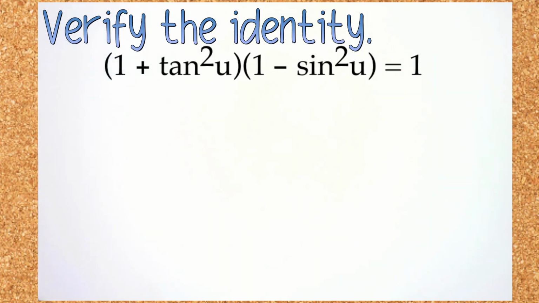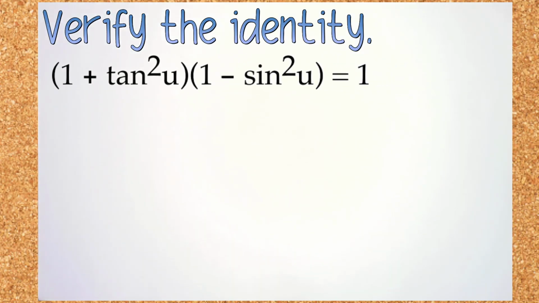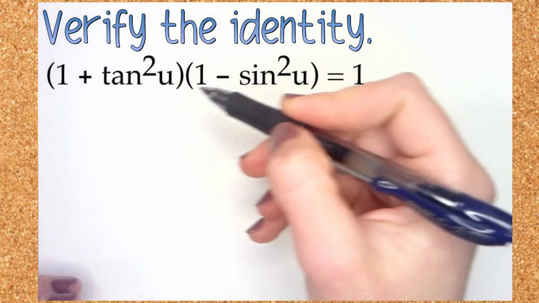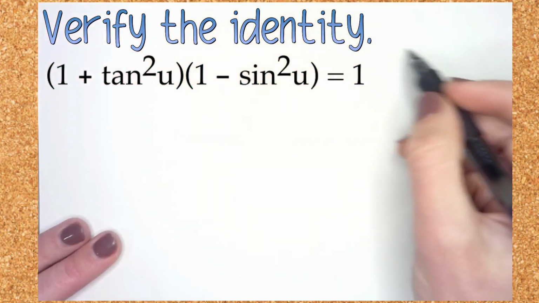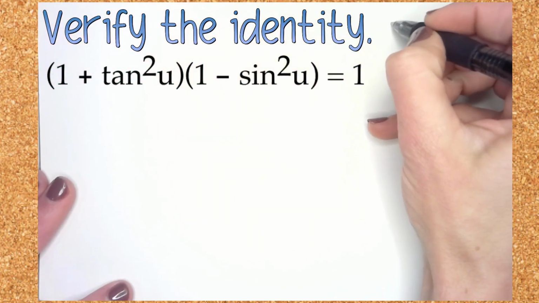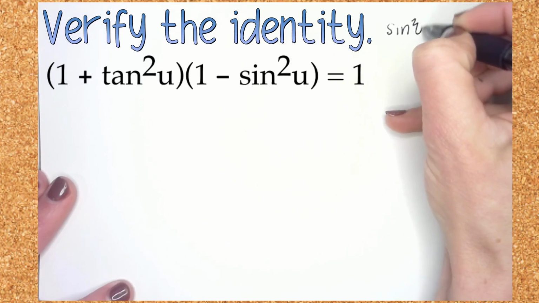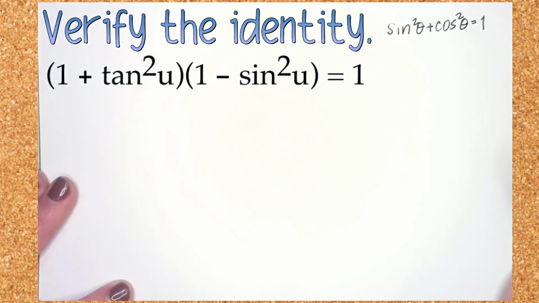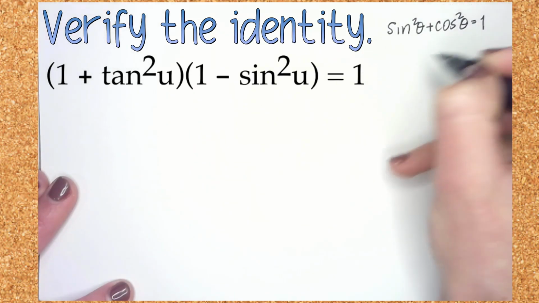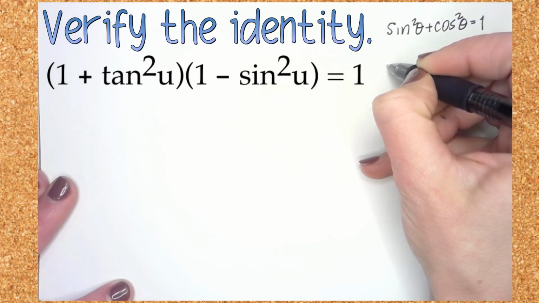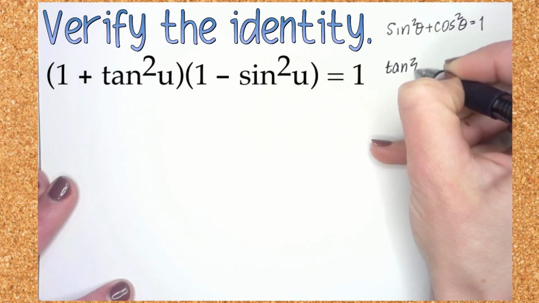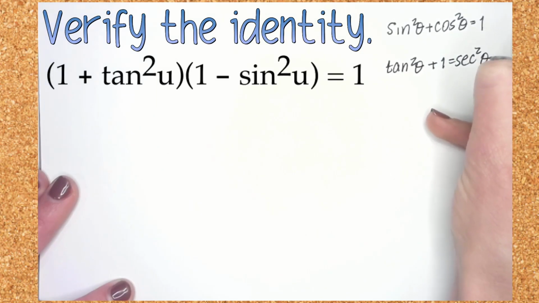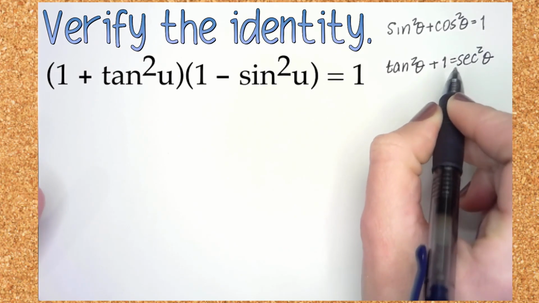Before we get started, I'm just going to take a second and write out the trig identities we're going to be referring to, the Pythagorean identities, on the side. We should know these by heart. Sine squared theta plus cosine squared theta equals 1 is one that we're going to be referencing. Another one will be tangent squared theta plus 1 equals secant squared theta. So we're going to look at both of these right here.